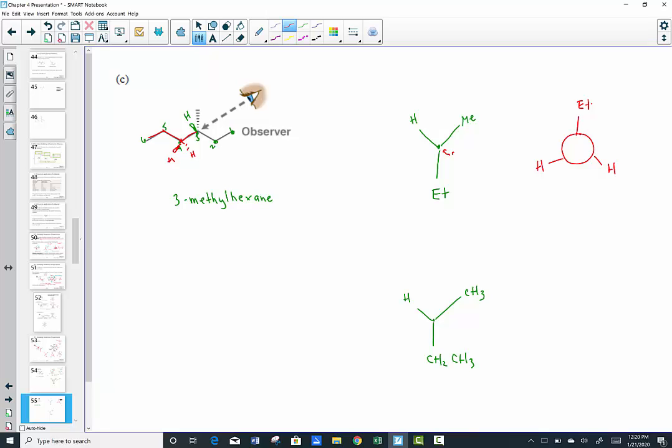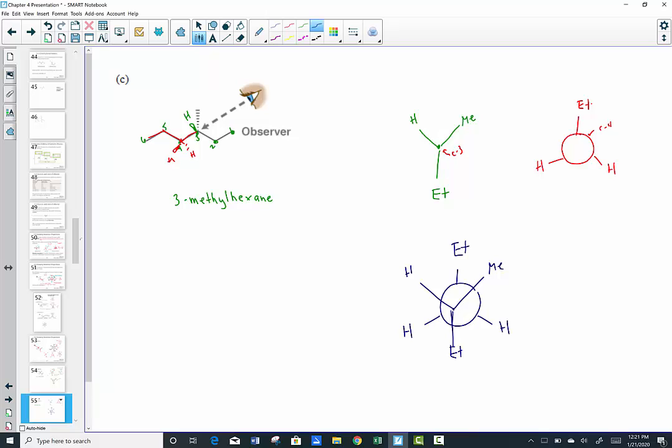So this was carbon 3, and this represented carbon 4 in that 6-carbon chain. Put them on top of each other. I would have a methyl leading to a hydrogen, leading to an ethyl, and then in an open circle, the ethyl, the hydrogen, and the hydrogen. There's the Newman projection for 3-methylhexane looking from carbon 3 to carbon 4.